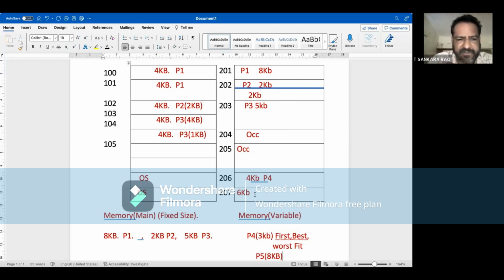Please take down. This scheme, what we have discussed so far, is called contiguous memory allocation. In contiguous memory allocation, the entire process should be available in continuous partitions, continuous locations. Is it understood, everyone? So if this is the case, can I place P5?